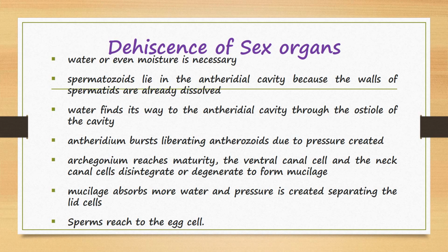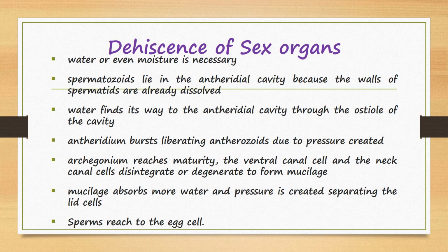Now the antheridia burst, liberating anthrozoids due to the pressure created by the antheridial wall. The archegonium, which matures at the same stage, will start developing now. That is, the ventral canal cell and the neck canal cell disintegrate or degenerate to form mucilage. The mucilage absorbs more water and pressure is created now. This will help in separating the lid cell.